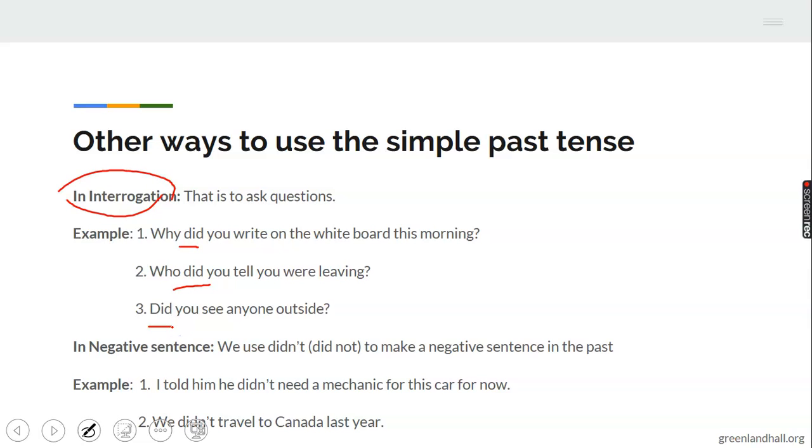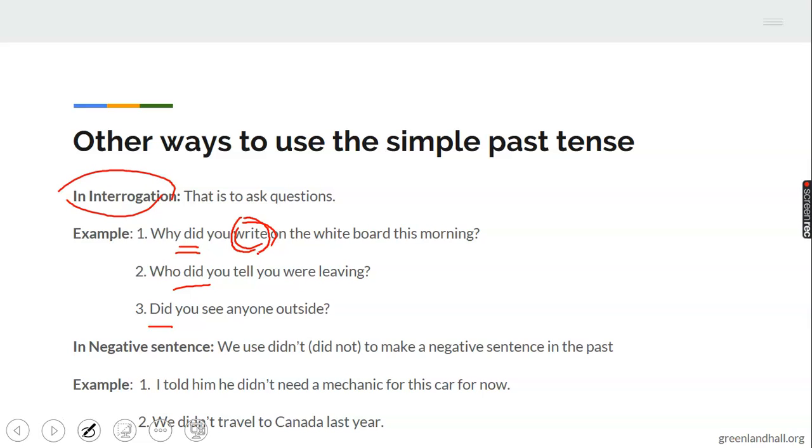So because of this "did," the next verb will come in the present, not "wrote." Not "why did you wrote on the whiteboard this morning." So don't make the mistake and say, Mr. Lenka says we should use past tense, so I should say, why did you wrote? No. Because of that "did" that we have here, the main verb would be in the present form. Why did you write on the whiteboard this morning?